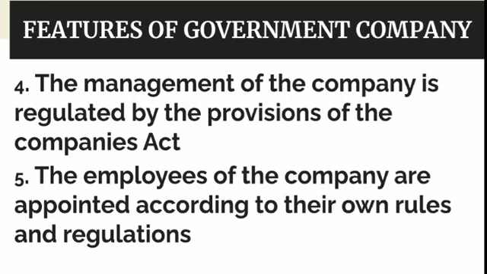The memorandum and articles of association contain all the rules and regulations. They contain the objectives of the company. They contain all the details of the company. So the employees of the company are purely according to their own rules and regulations, which are specified in these two important documents, the memorandum of association and the articles of association.